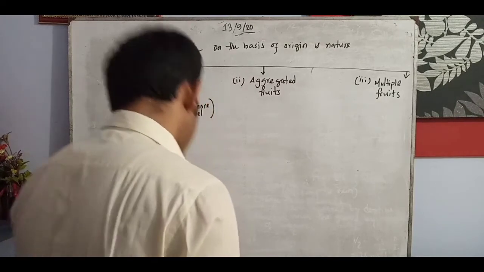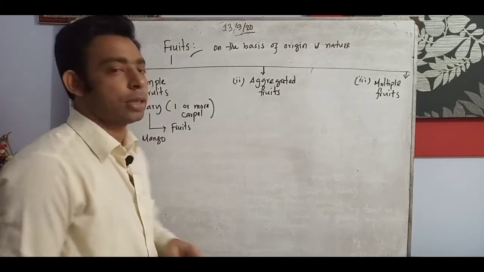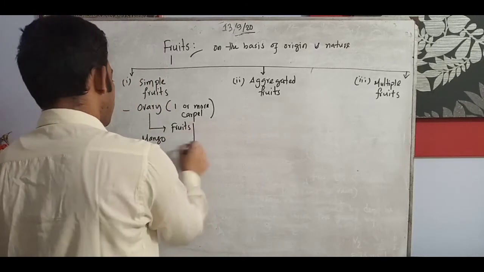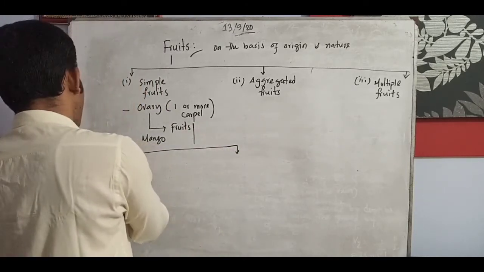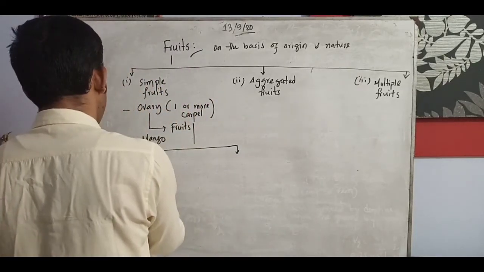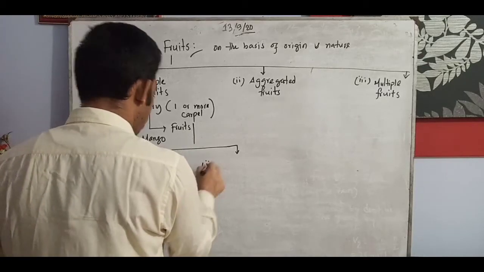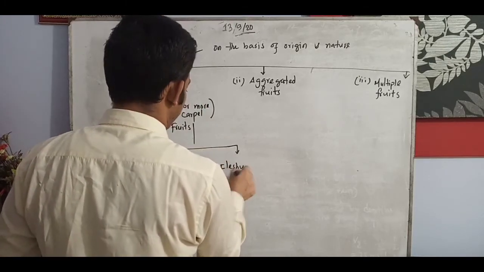It is also these types of fruits, the simple kinds of fruits also have two categories. Number one, we will try to understand the two categories of the simple fruits. Number one, we will write there, dry fruits. And number two is the fleshy fruits.